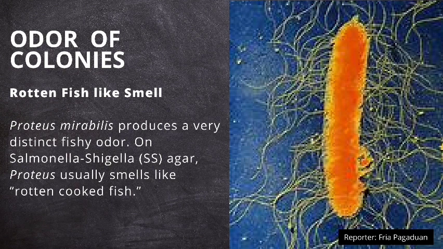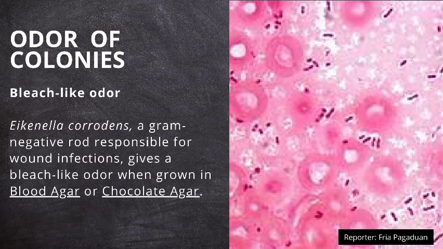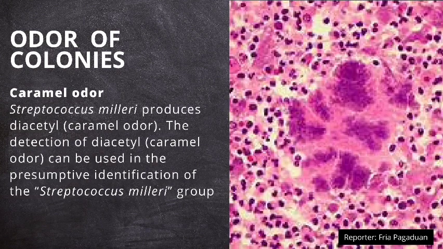And a bleach-like odor, we have the genus Eikenella, a gram-negative rod responsible for wound infection. It gives a bleach-like odor when grown on blood agar or chocolate agar. And lastly, the caramel odor. Streptococcus milleri produces diacetyl, or the caramel odor. The detection of this caramel odor can be used in presumptive identification of the Streptococcus milleri group.